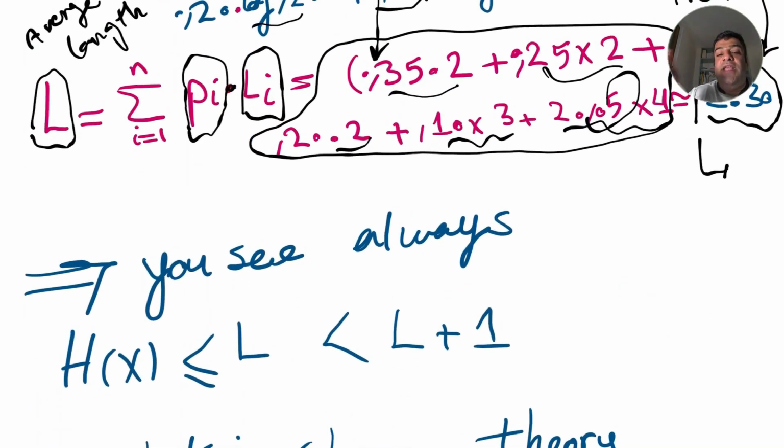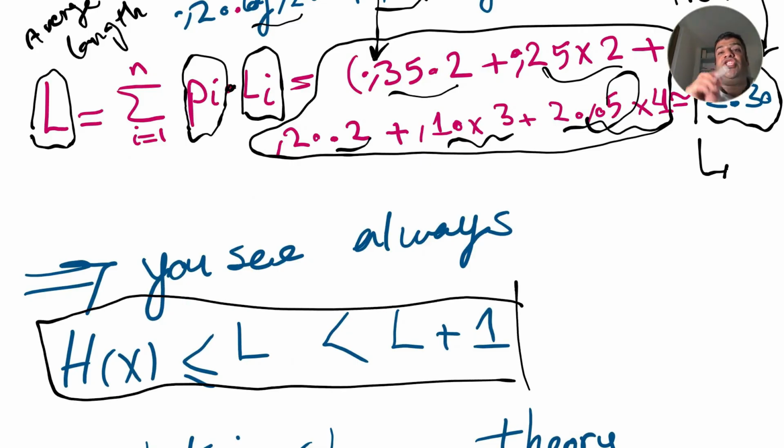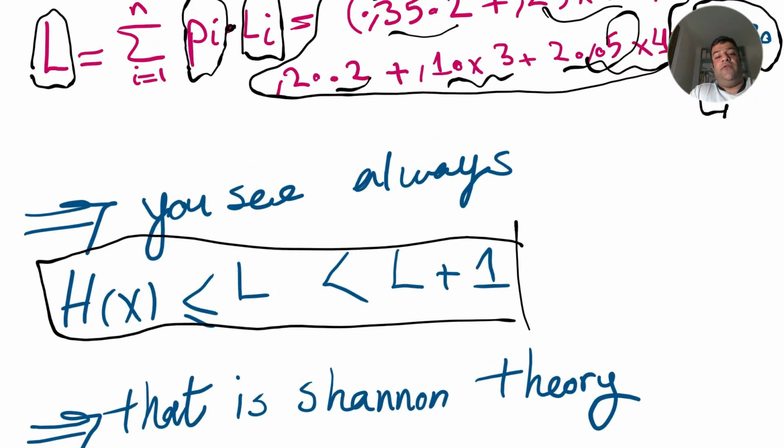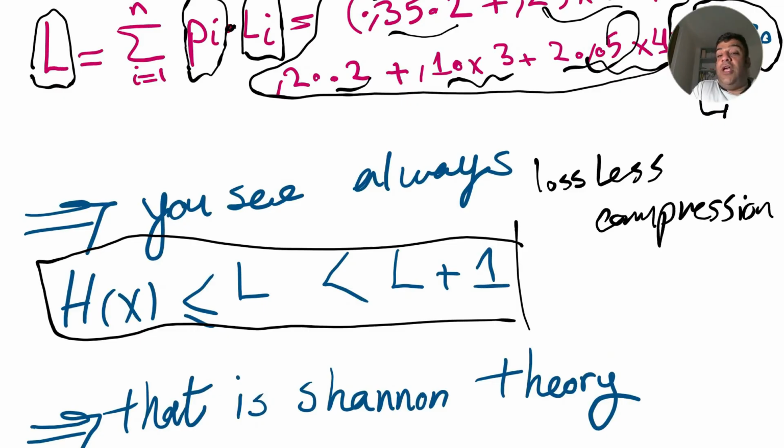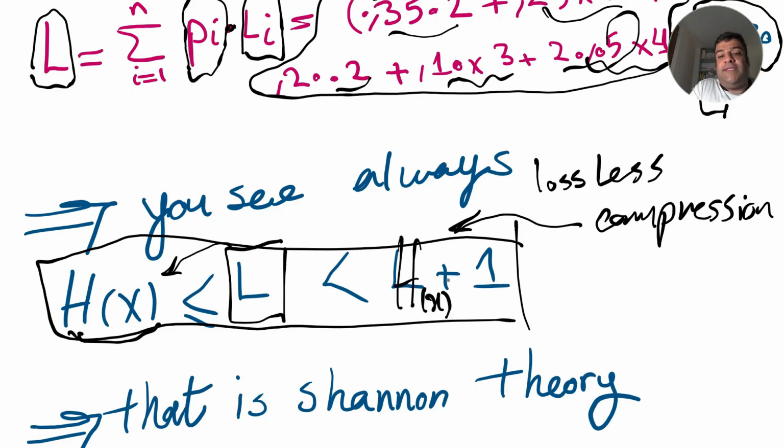Okay, what is the important notice in here? Exactly this formula, that is Shannon theory for source coding, guys. What is the Shannon theory for source coding? It says that if you have lossless compression, that is just true for lossless compression, guys, you shouldn't lose anything. Always your average length is greater than or equal to entropy and less than entropy plus 1. Okay? Entropy and entropy plus 1.